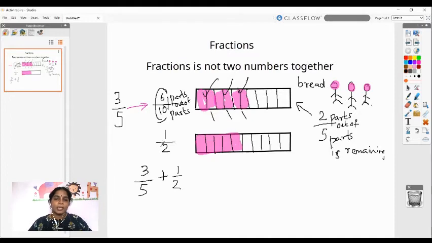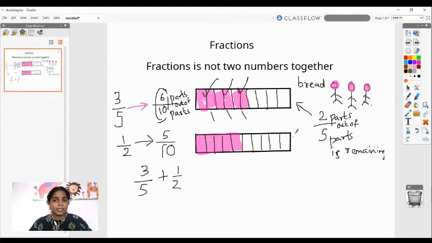Now, if you see, this 1 by 2 also is no more a 1 by 2. Again, how do we write this fraction? Out of how many parts? We have a total of 10 parts here as well. And in that, 1, 2, 3, 4, 5 parts are colored. So the same 1 by 2 has now become 5 by 10.